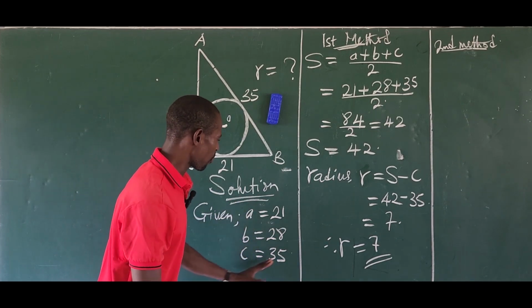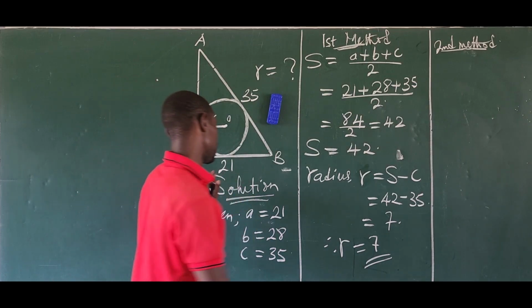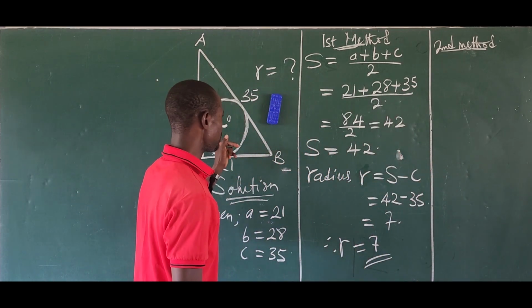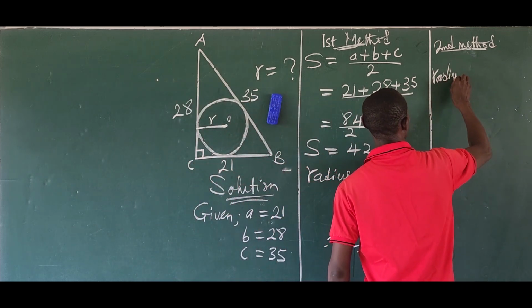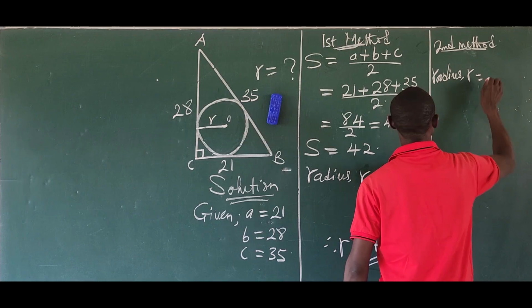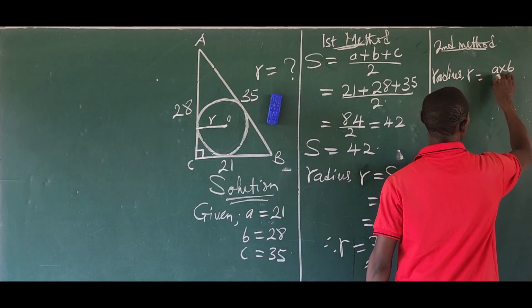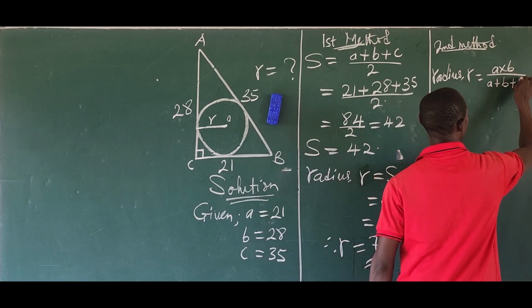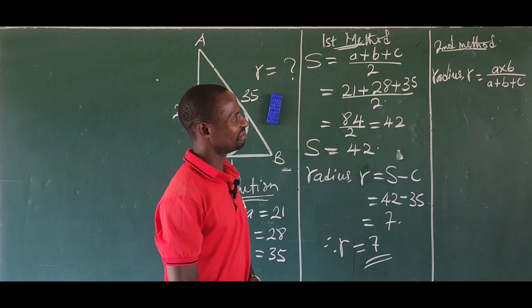We're going to make use of only these values, not the semi-perimeter. And what is the relationship between this and the radius? We have our radius r is equal to a times b all over a plus b plus c. That is just the relationship.